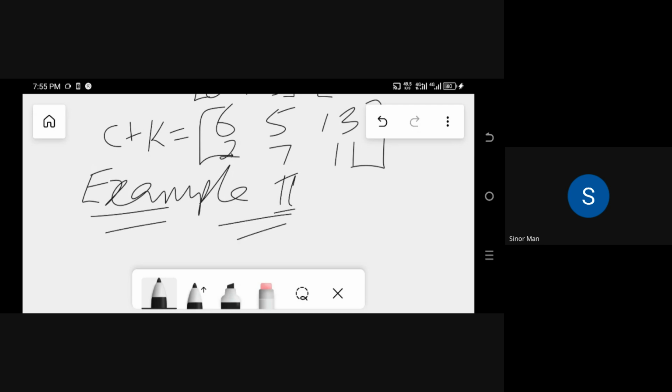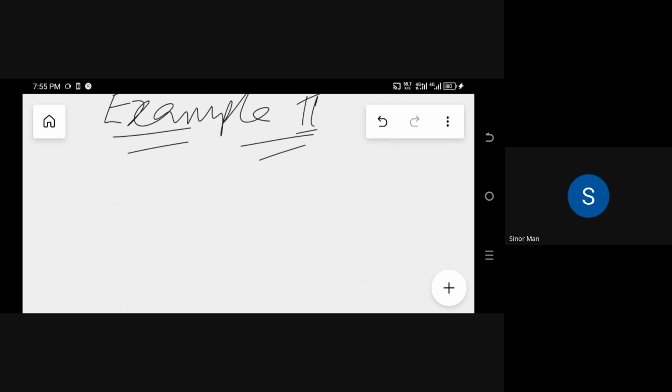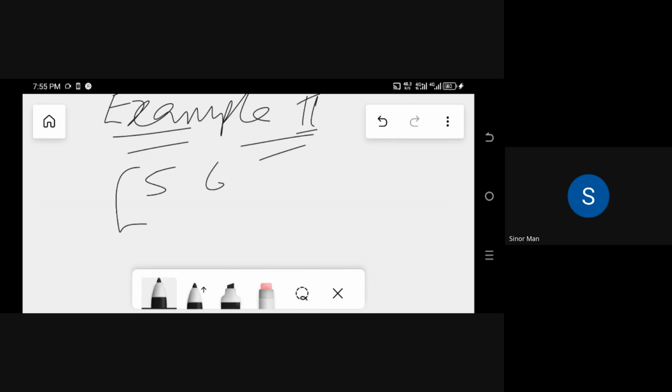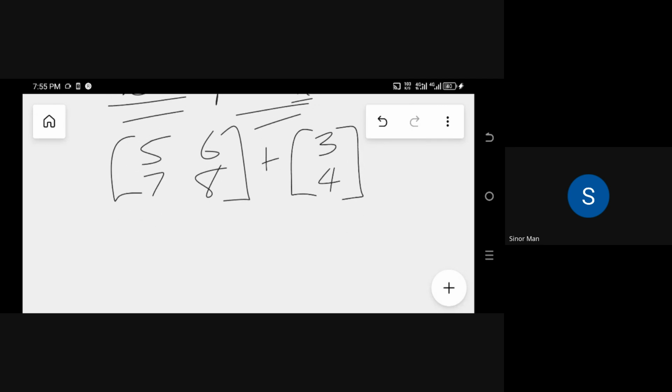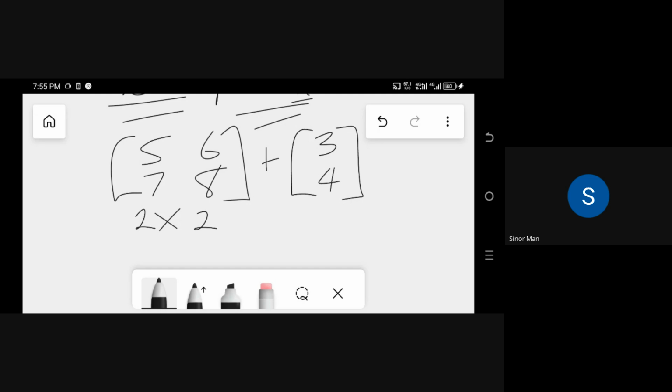Let's try to look at this. Let's say we have this matrix 5, 6, 7, 8. And then you're being told to add it to another matrix 3, 4, for instance. So this is impossible because the first matrix is a 2 by 2 matrix. See here, this first matrix is 2 by 2, but this second matrix is 2 by 1.